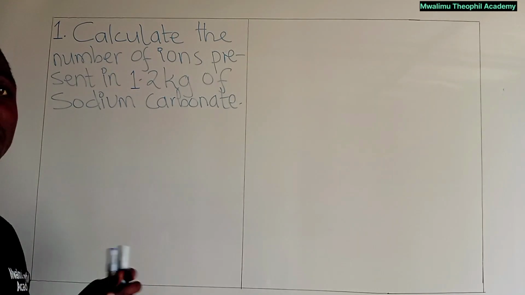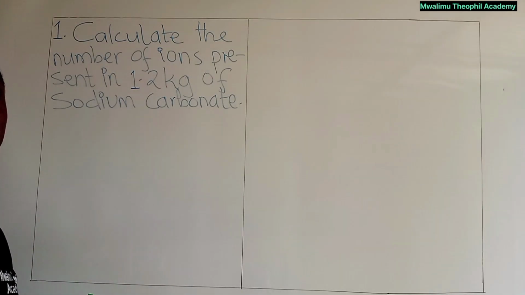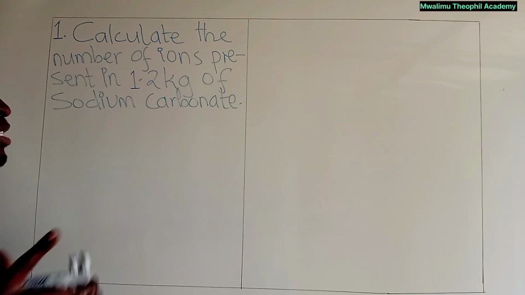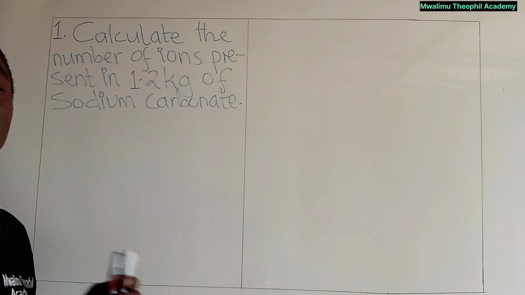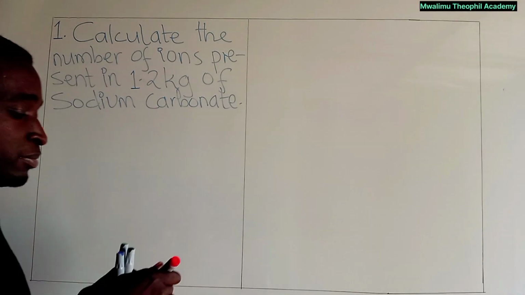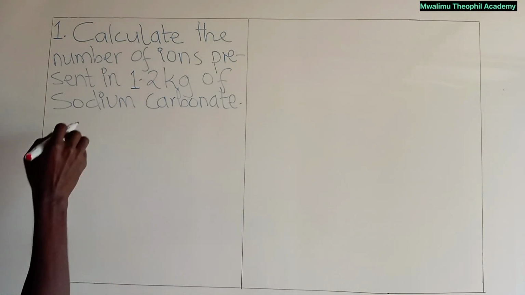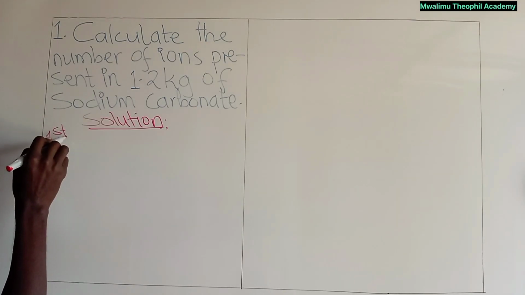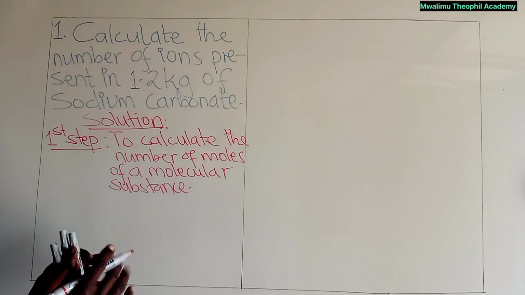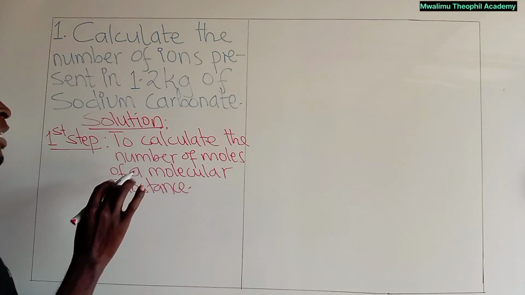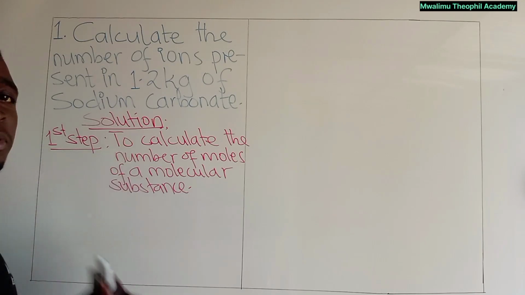Here, we have the number of steps to follow whenever you are given the amount of a substance and you are told to calculate the number of ions present in that amount. The first step here is to calculate the number of moles of a molecular substance.